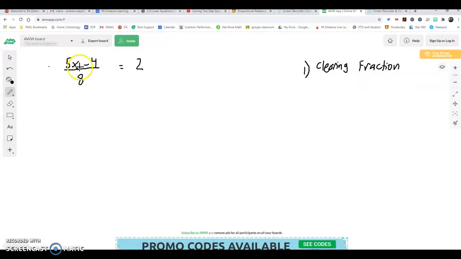You guys may remember from other math classes that a fraction has a numerator, which is the number on top, and a denominator, which is the number on the bottom. We can always clear a fraction in an equation by multiplying by the denominator. In this case, the denominator is 8. So we're going to multiply 8 on both sides. Clearing fraction, multiply 8.